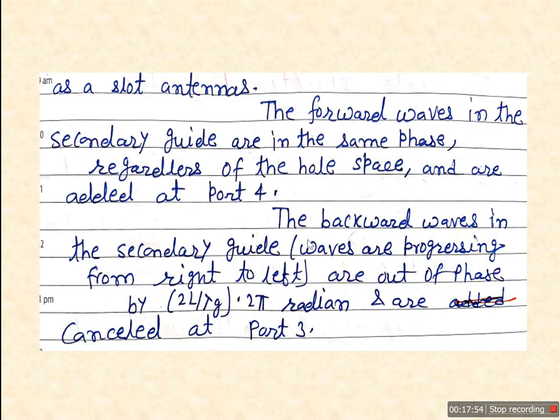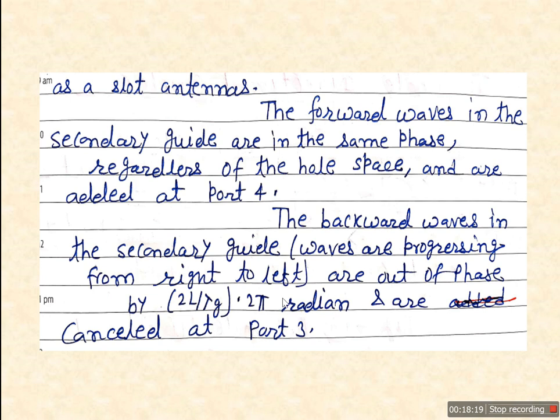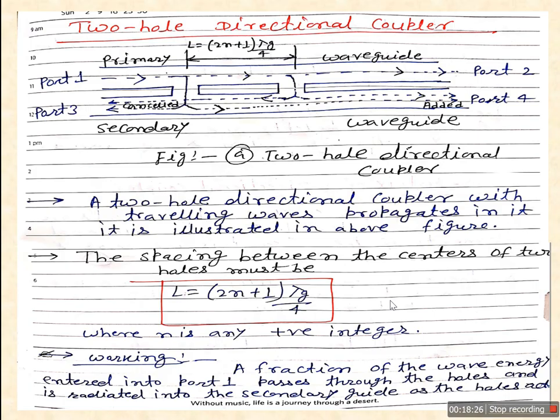The backward waves in the secondary guide, propagating right to left, are out of phase. Here you can see they are moving in opposite directions, so they cancel out at port 3. At port 3 it gives ideally 0 power, or very little power. Port 4 gives most of the power. The waves are 2 pi radians out of phase and are cancelled at port 3. This is the complete working of the directional coupler.